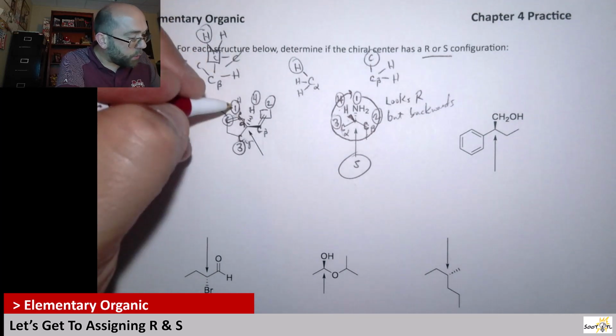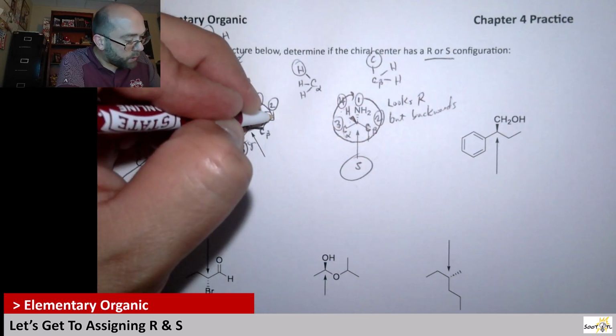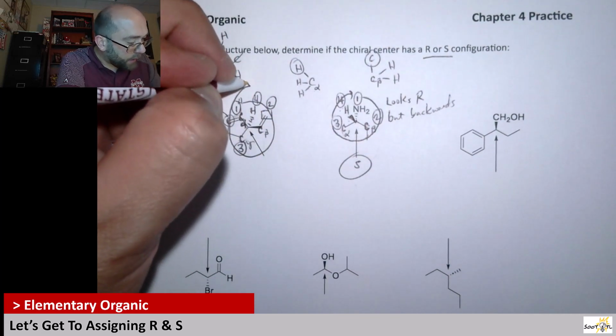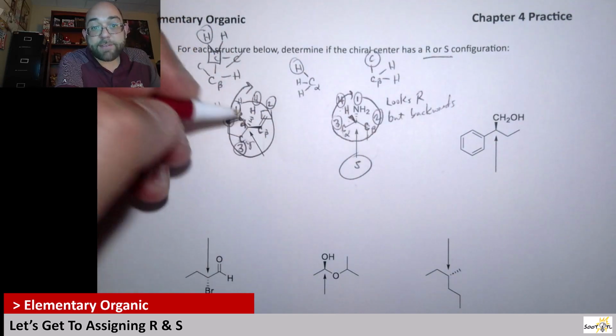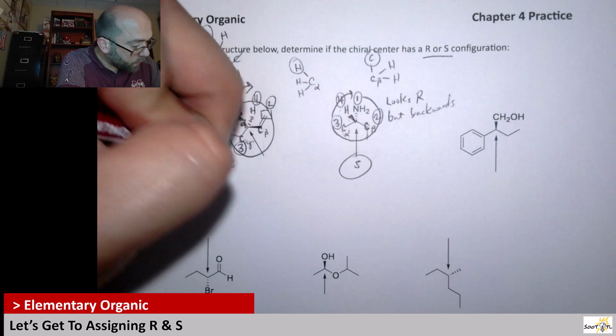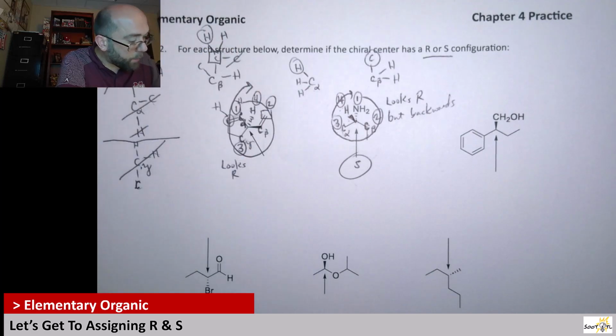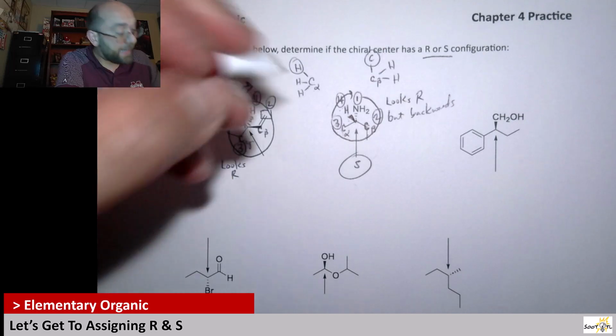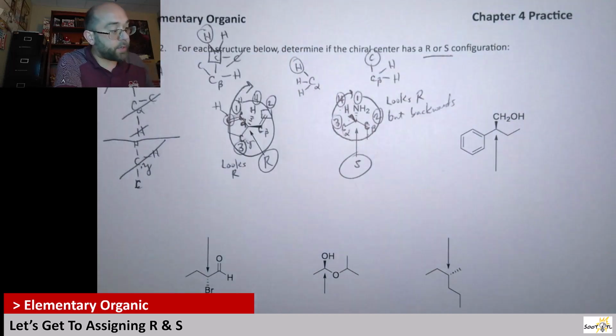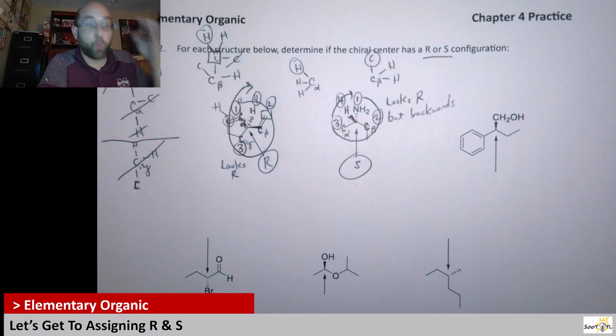So when I look at this going 1 to 2 to 3, it looks like, yet again, I'm going overhead right, or clockwise. And so it looks R. And when I look, my 4th priority group is a dash. So it looks R, and it is, in fact, R, because my 4th group is the dash where I want it.